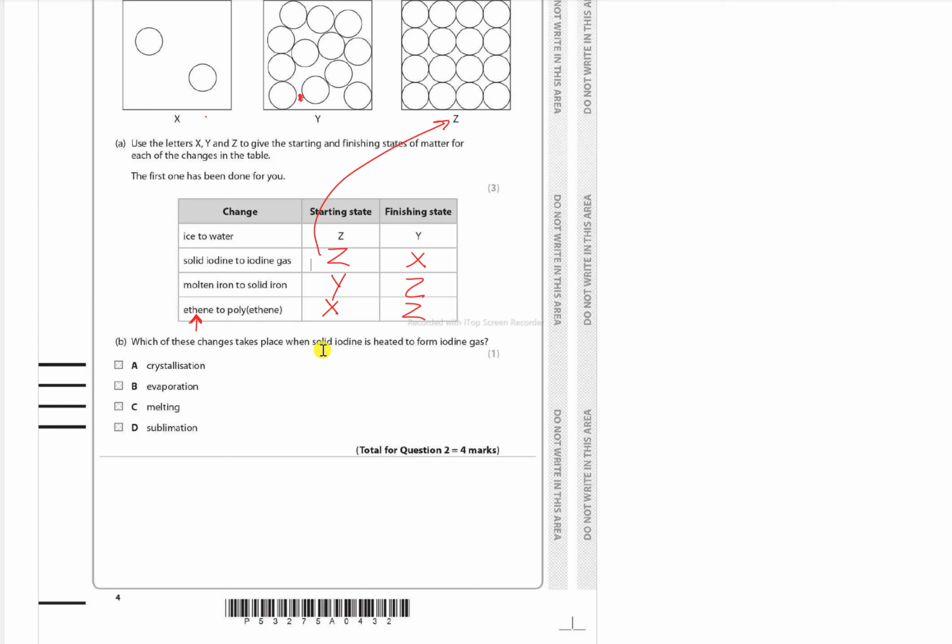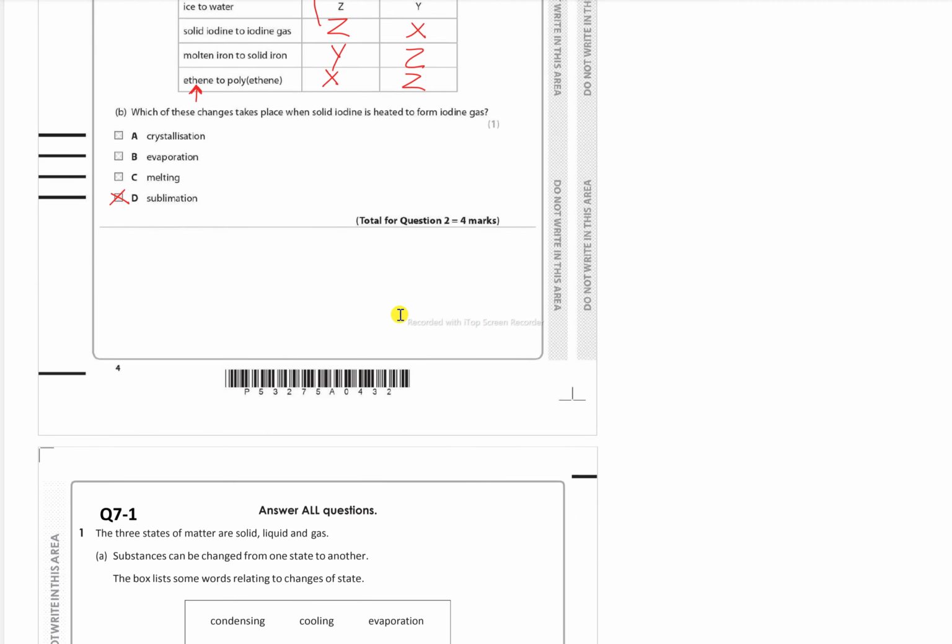Which of these changes takes place when solid goes to gas? So when you go from solid straight to gas, we said it was sublimation. Sublimation. So that's that there.